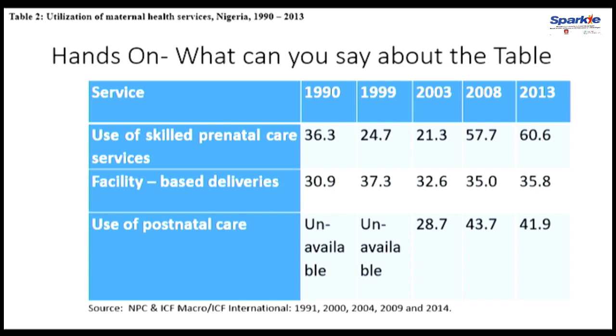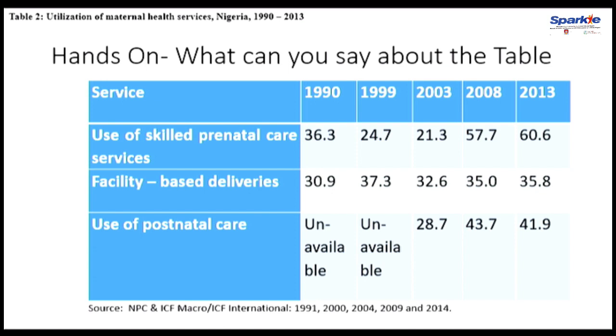Three variables. What are the variables? Use of skilled prenatal care, that's a variable? Service utilization, that's the variable. We have just one variable, service. Those are not options; I won't call them options. They are categories of the variable service. So we have use of skilled prenatal care services, facility-based deliveries, and use of postnatal care.